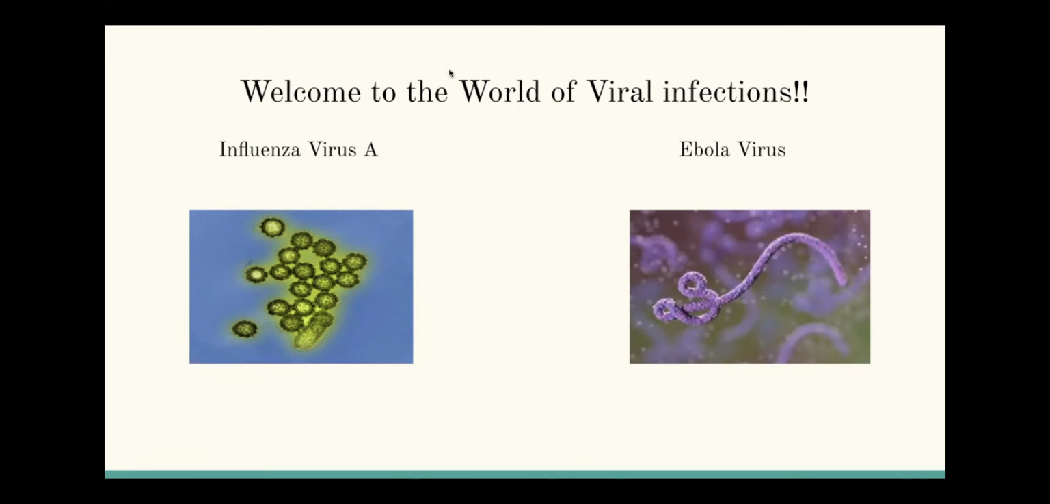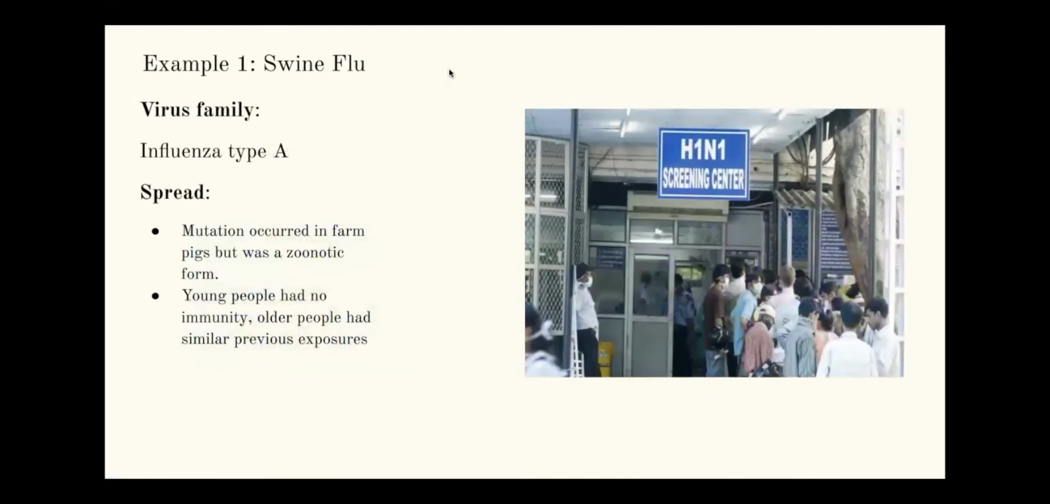We are going to talk about viral infection and its examples, such as influenza virus A and Ebola virus. Here is some picture view of these viruses. The first example is swine flu. It is influenza type A, a mutation of farm pigs, but in zoonotic form.